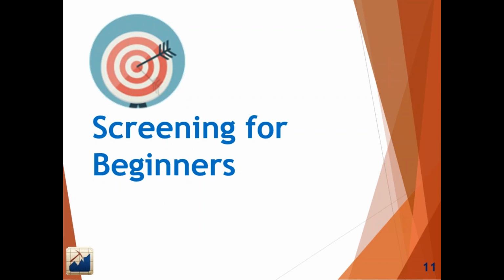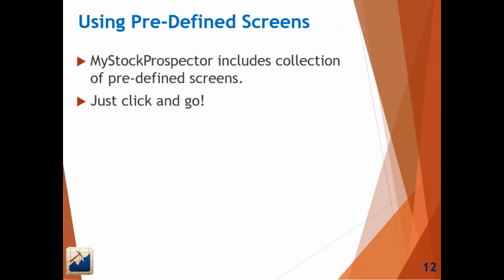But for beginners, we have predefined screens, and these screens are set up so that you just need to click on a screen and you see the results, and you can then look at those companies and decide which might make for further review, further analysis. After all, this is not a magic box tool that will give you stocks that are guaranteed to go up. The idea behind screening is we're going to eliminate unreasonable companies and focus on the few companies that seem to fit our particular needs.